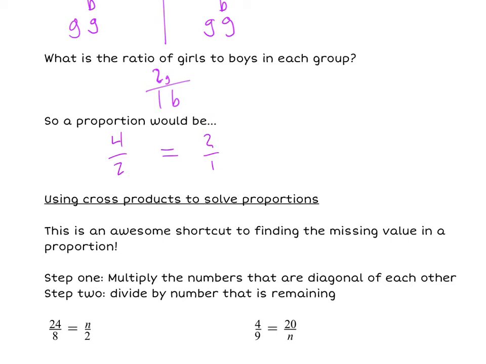We're going to do some multiplication for sure. If I were to draw a line here and a line here, my lines cross, right? We're going to take the cross products. So 4 times 1 is going to be equal to 2 times 2. If that's true, you have a proportion. If when you multiply diagonally, 4 times 1 is 4. 2 times 2 is 4. Is that true? Yes. So, this is a proportion.